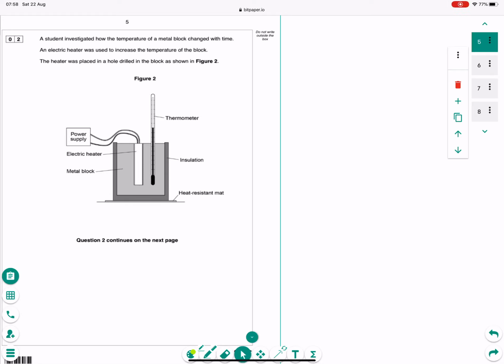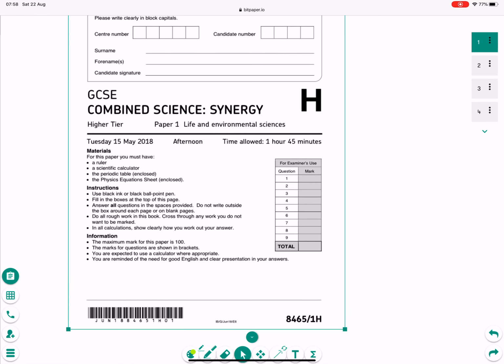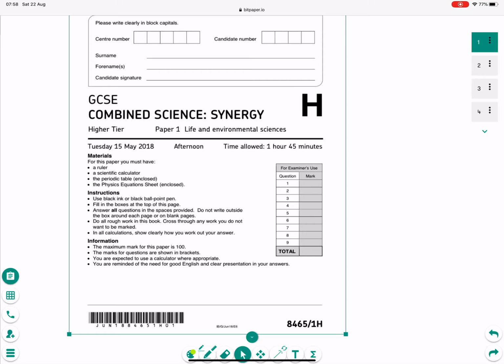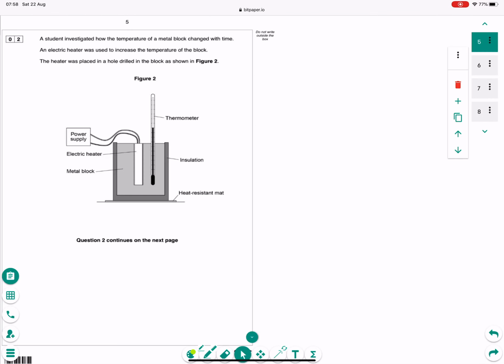Okay, so this is question 2, continuing on with the, let me just go back to the front page here. GCSE Combined Science Synergy, 2018, Paper 1, Life and Environmental Sciences. So question 2 is a physics question to do with the specific heat capacity.